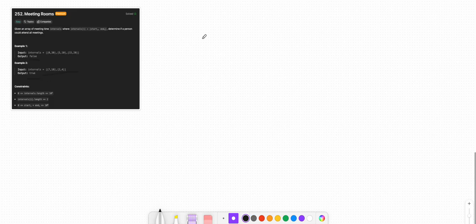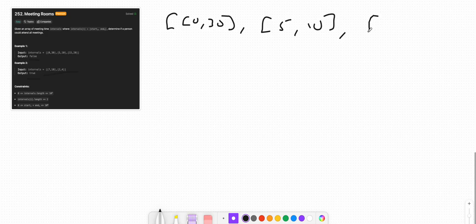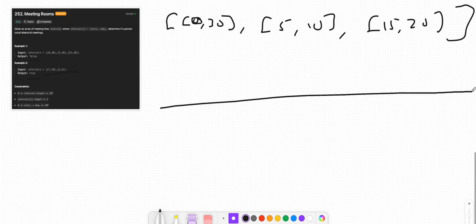So let's look at the first example where we have a meeting of 0 to 30, and then we have 5 to 10, and we have 15 to 20, right? Clearly we can see that these two fall in between 0 and 30, so we cannot attend all these meetings. Let's represent that on a number line to see how it looks.